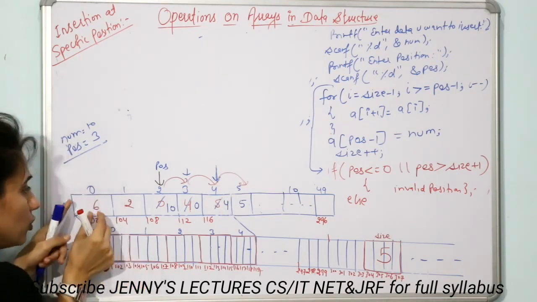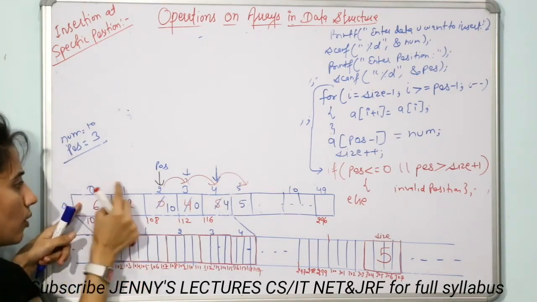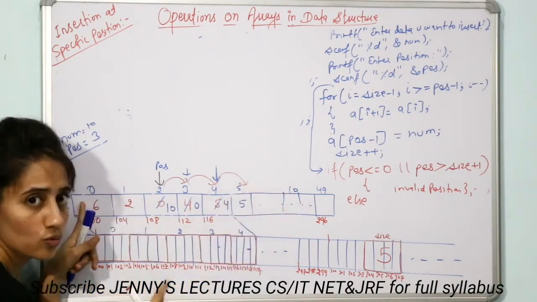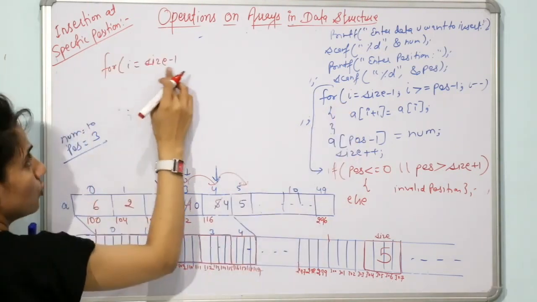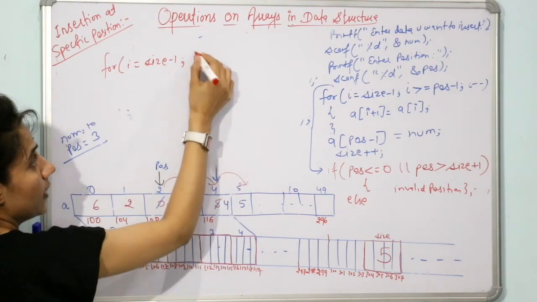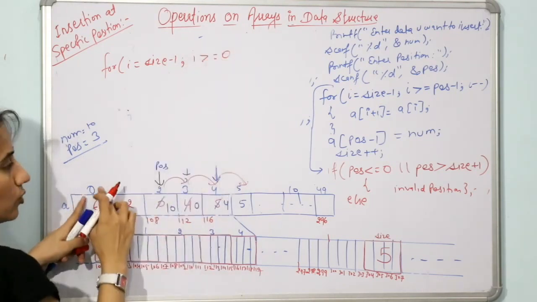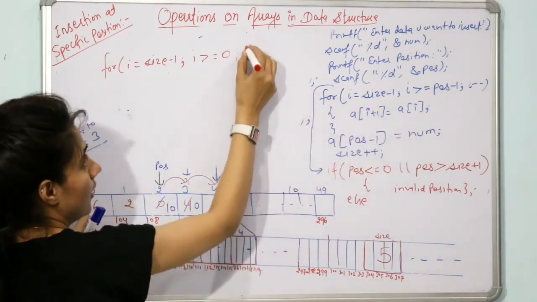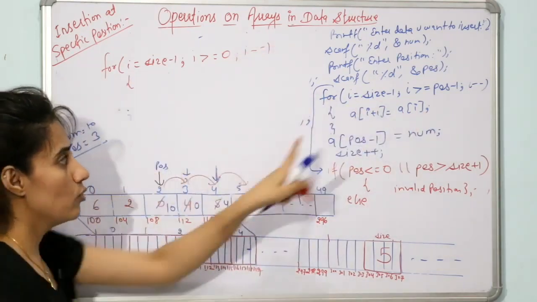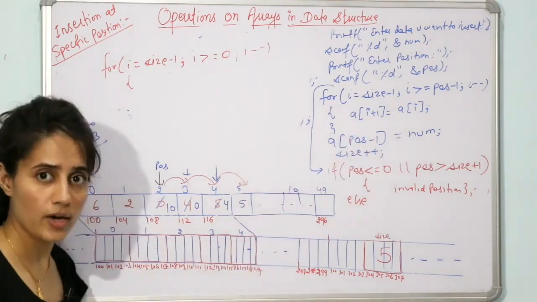Because obviously you are going to insert here, so you are going to shift all this data to the right side. So simply you will update this for loop like this. i is equal to size minus 1, same, and i should be greater than or equal to 0 now. You know the position, so no need to do position minus 1. And i minus minus. Same, you will write a of i plus 1 is equal to a of i.